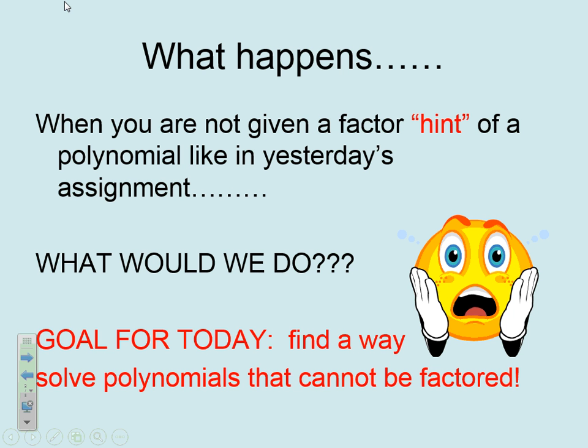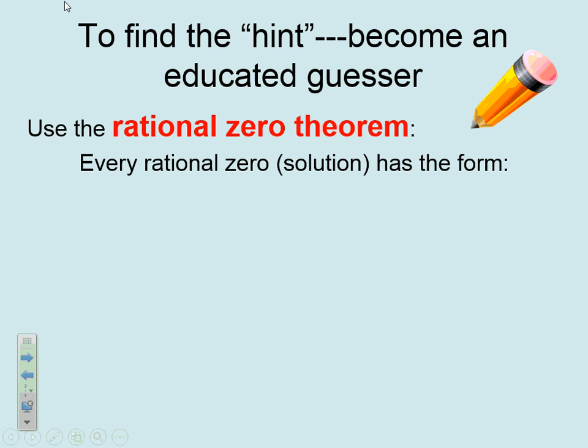What happens when we are not given a factor or a hint for a polynomial like yesterday's assignment? So we're not given something like x plus 3 that we're supposed to plug in. We're not given anything. Our goal today is to find a way to solve polynomials that can't be factored.